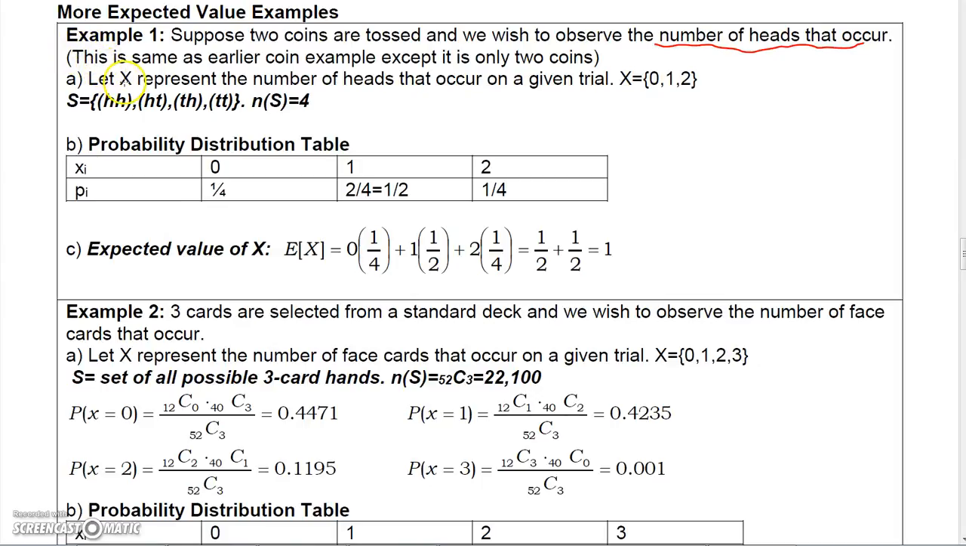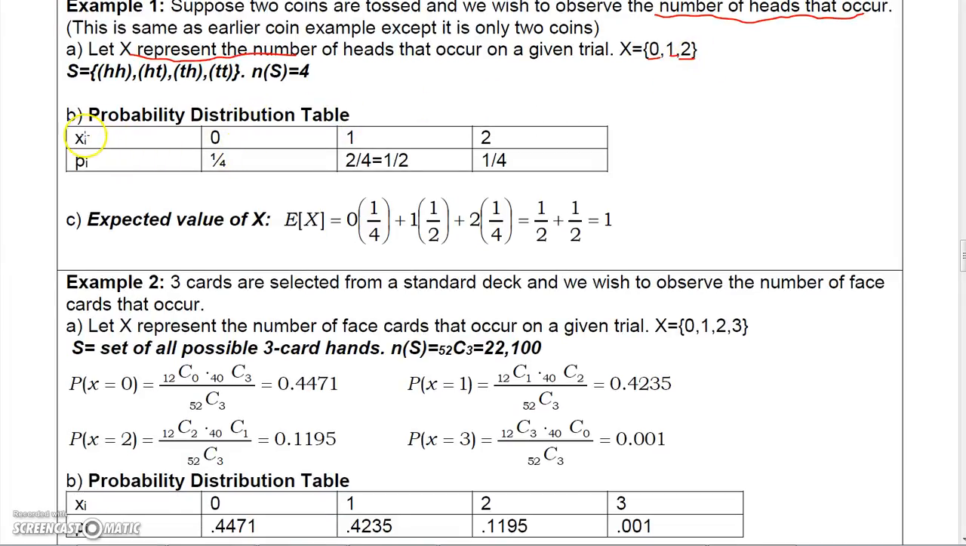So we're going to let x represent the number of heads that occur on any given trial. If you toss 2 coins, you could get no heads, 1 head, or 2 heads. So we're going to set up the table and put all the possible x values in one row. Some books do this as columns instead of rows. It doesn't really matter. The first row is going to represent the possible x values 0, 1, and 2, and the second row is going to represent their probabilities.